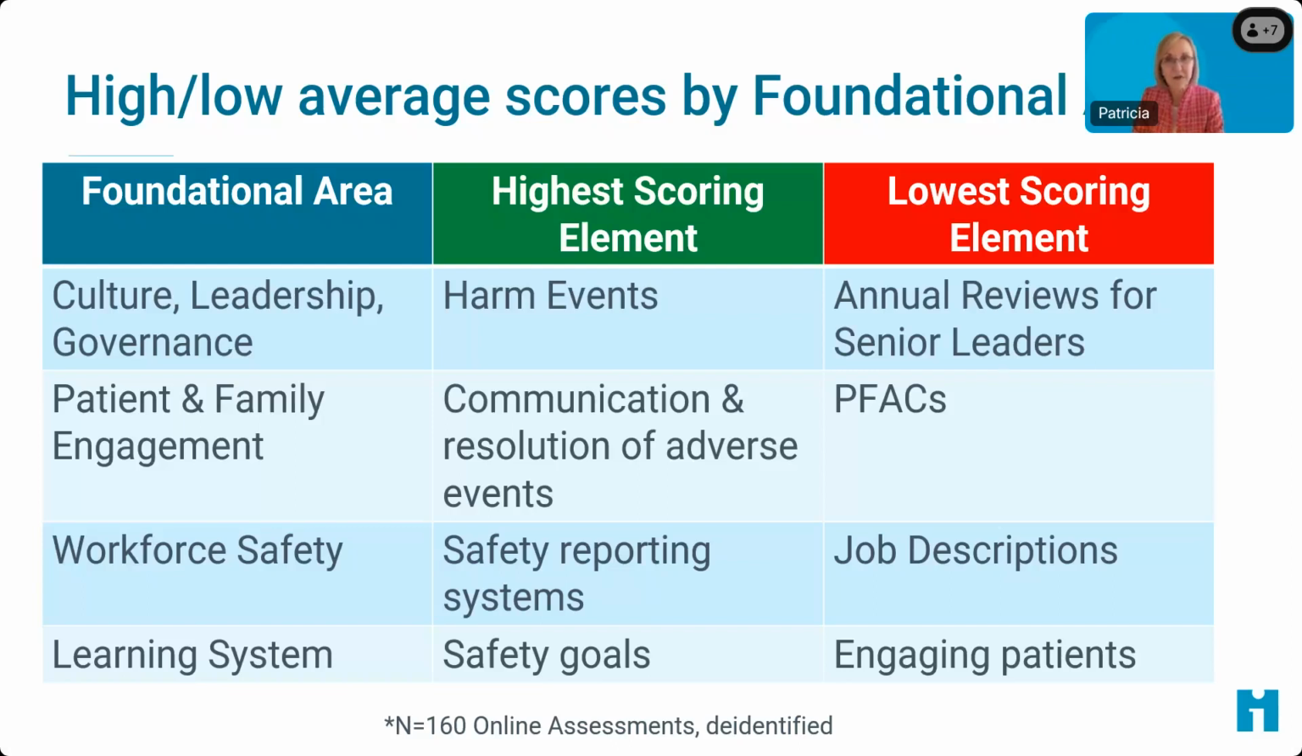And the highest scoring element in this band was around how harm events are reviewed and communicated and evaluated, and lowest for the incorporation of safety performance in the annual review of senior leaders. In the patient and family engagement area, the highest scoring element for this group was related to communication and resolution of adverse events, while scores for patient and family advisory committees and inclusions of patients and family members on the organization's overall committees were lowest.